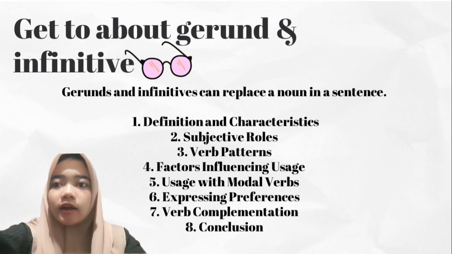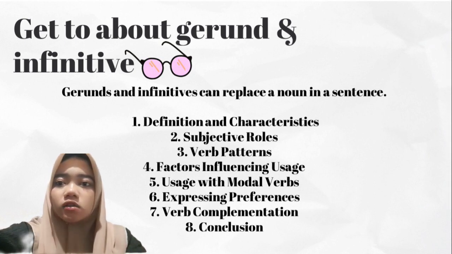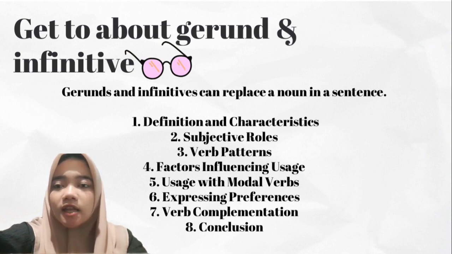A verb can take either the gerund or the infinitive as object, depending on the intended meaning. Conclusion: in the conflict between the gerund and the infinitive as the subject, depending on the verb and context, they can change the meaning of the sentence. Understanding the advanced function of the gerund.